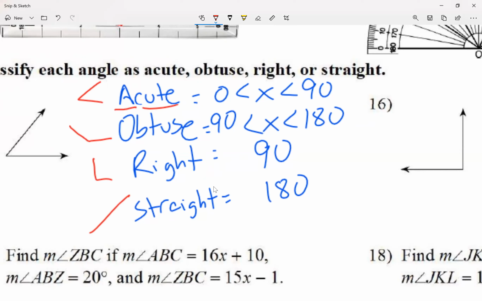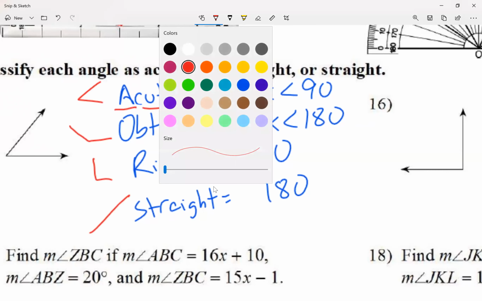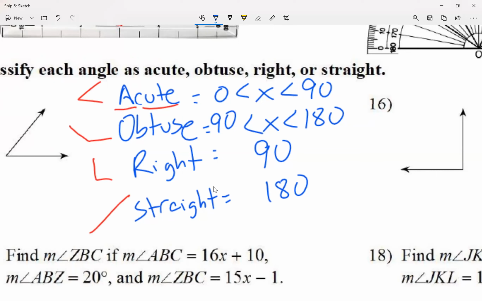I know we have heard that a circle is 360 degrees. That's something that most people know. Now, if you look at a straight angle, it looks like half of a circle, right? A circle's 360, the half of 360 is 180. So that's why we say that a straight angle is 180.